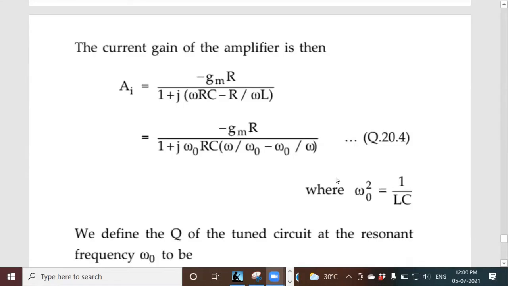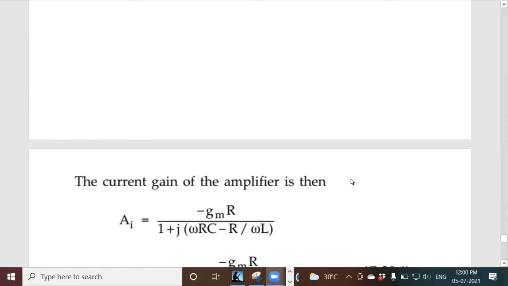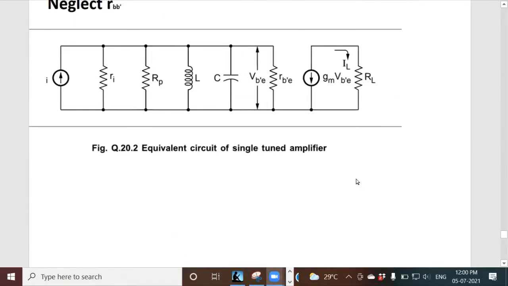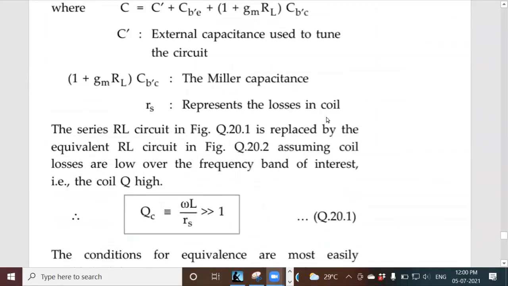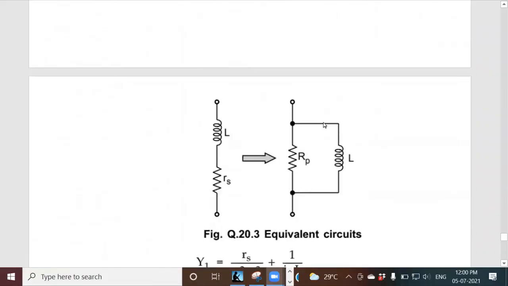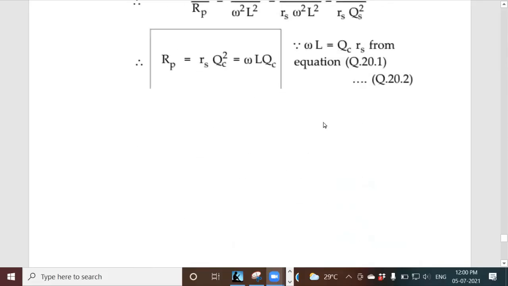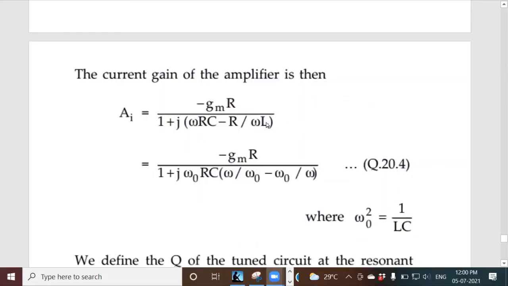Current gain, voltage gain, input impedance, output impedance, we have done so many times, right? So directly we will take the expression. If you use the skills which you have learned in earlier units and analyze this, find the current gain, the current gain that we get will be this particular term, minus Gm R by 1 plus j omega RC minus R by omega. You can try it.